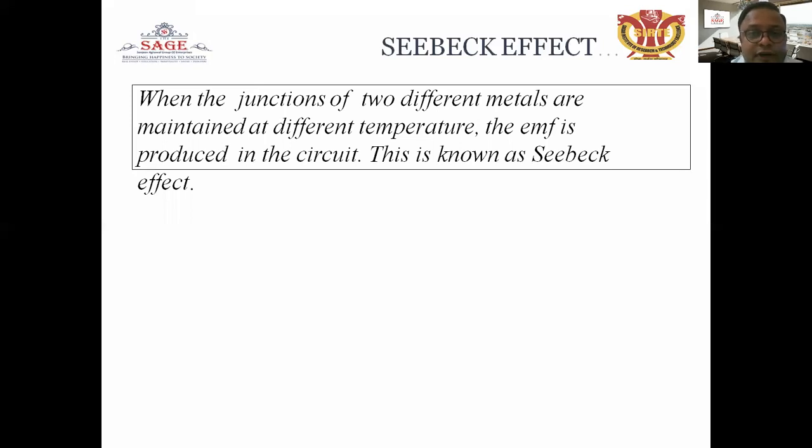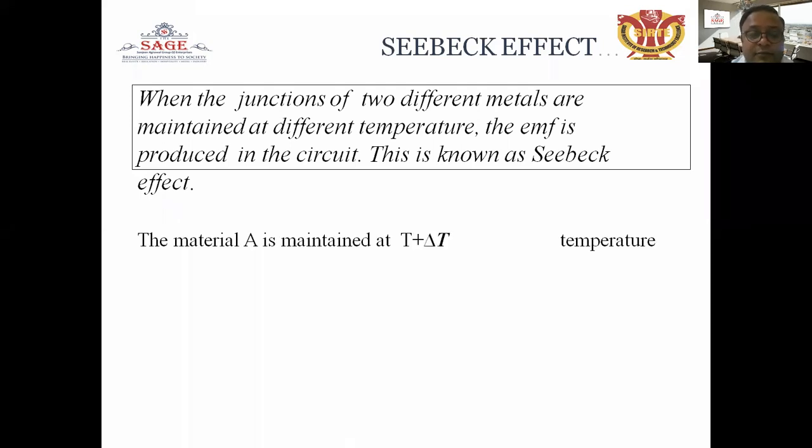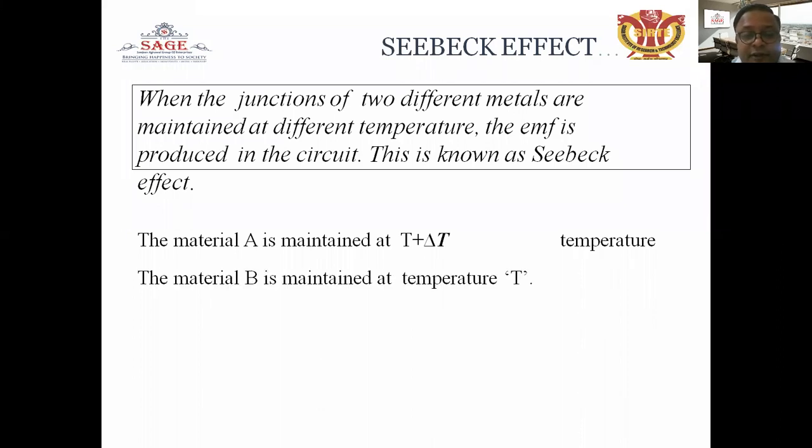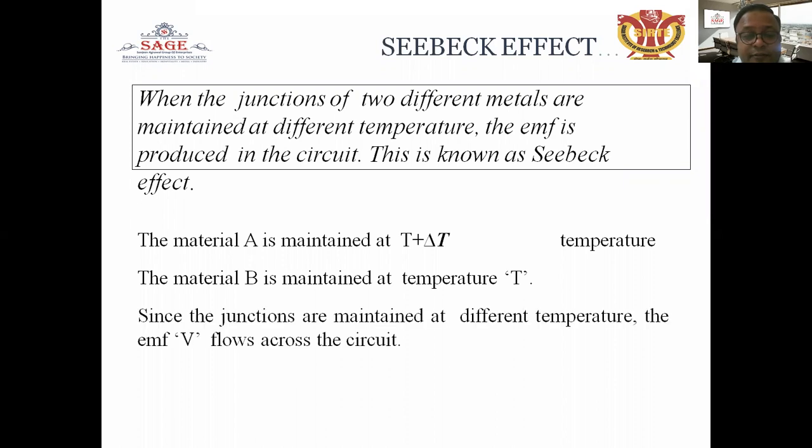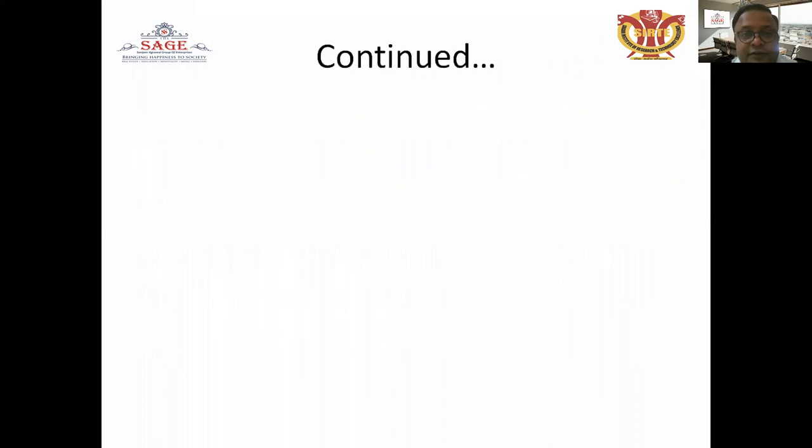जब दो मटेरियल्स के बीच में, जंक्शन के बीच में टेम्परेचर डिफरेंस क्रिएट होता है तो ईएमएफ प्रोड्यूस होता है सर्किट में, जैसे कि हम सीबेक इफेक्ट के नाम से जानते हैं। द मटेरियल ए इज मेंटेन एट ए टी प्लस डेल्टा टी टेम्परेचर, द मटेरियल बी इज मेंटेन एट टेम्परेचर टी. Since the junctions are maintained at different temperatures, the EMF V flows across the circuit.